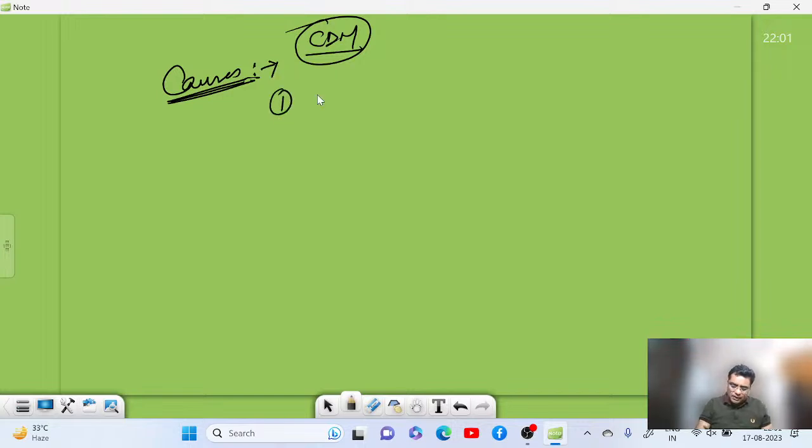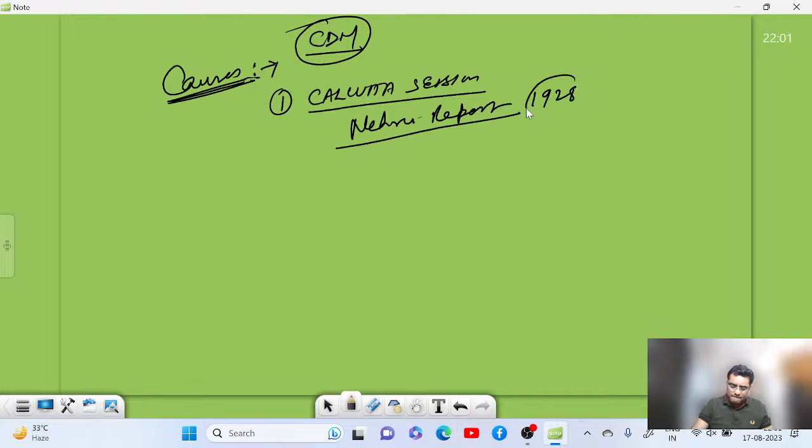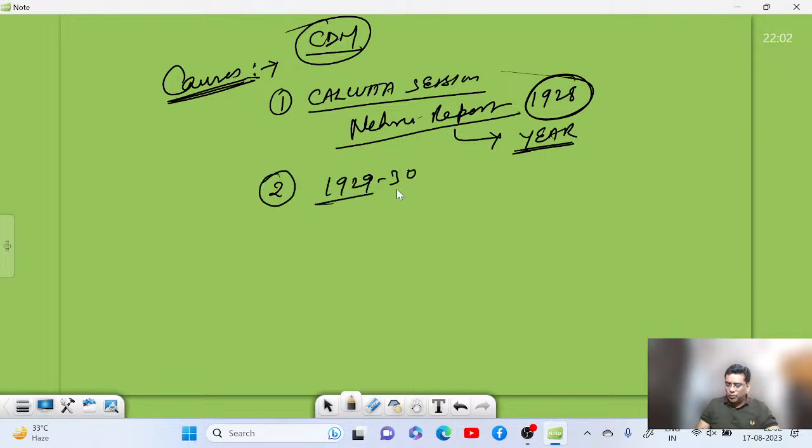So the causes: the Calcutta session. In this session, the Nehru Report was presented. Congress accepted the Nehru Report and gave an ultimatum to the British to accept the report within a year, otherwise Congress would go for a mass movement. So, the Calcutta session. 1929-30, World Economic Depression.